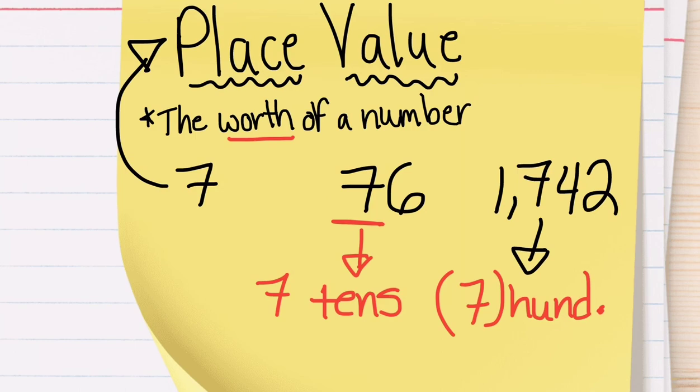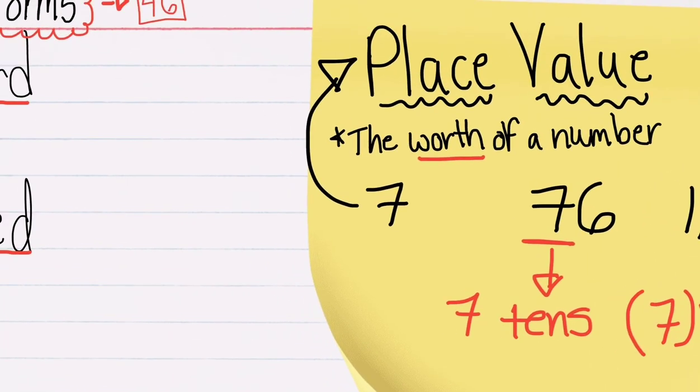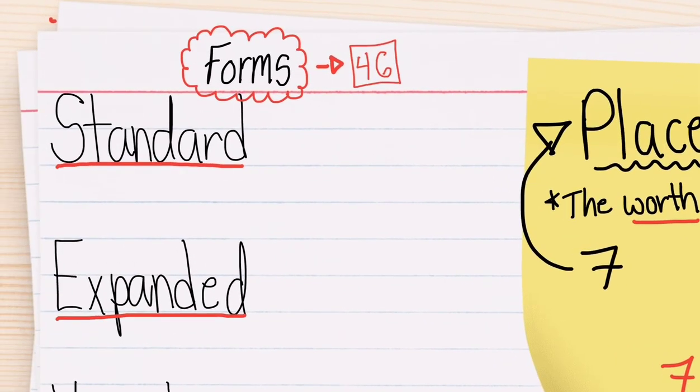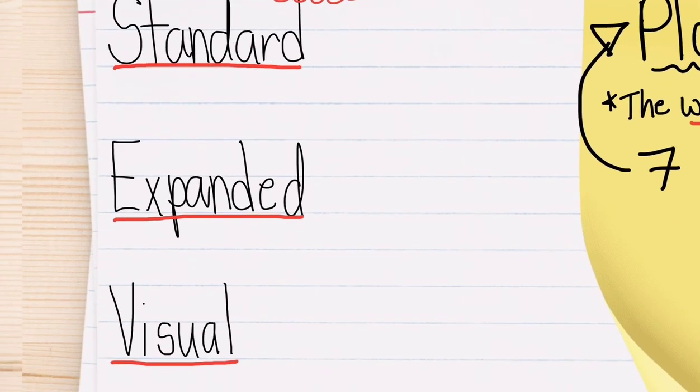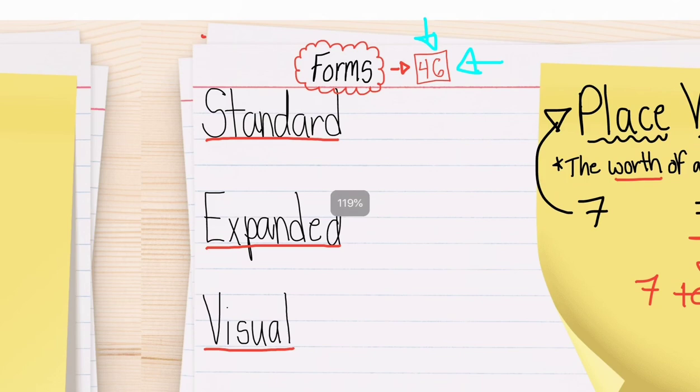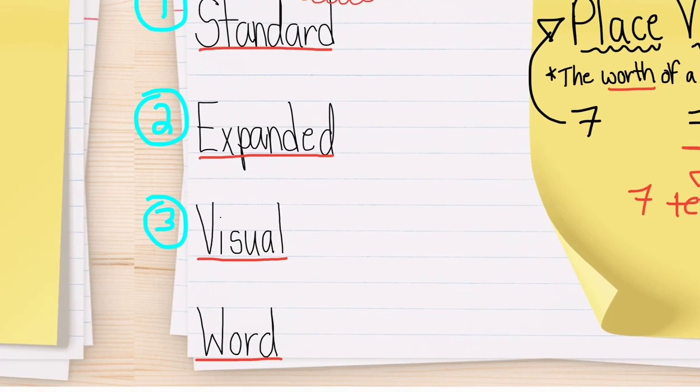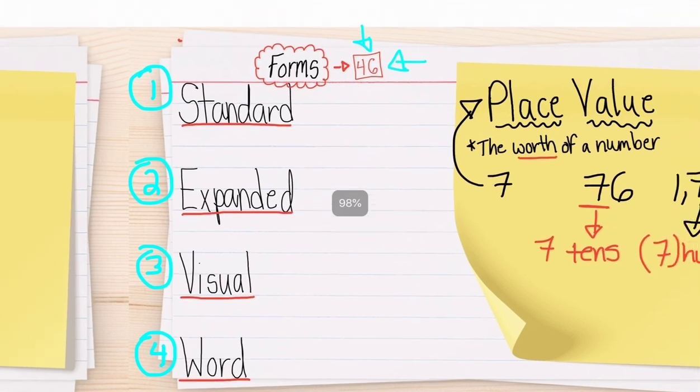Now there are different ways you can show place value, and those are the 4 different forms. For each one of my examples, I'm going to use the number 46. There are 4 different forms we're going to talk about. First one is standard, then expanded, visual, and the last one, and usually the least favorite, is the word form.